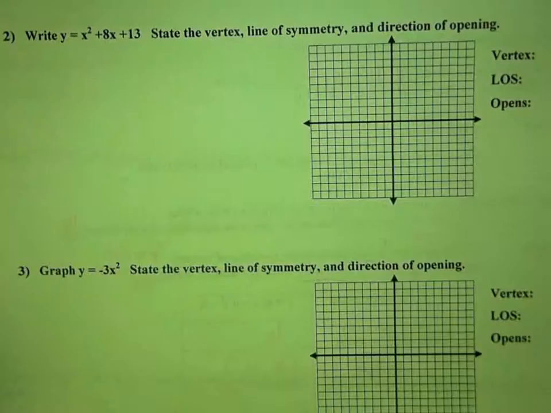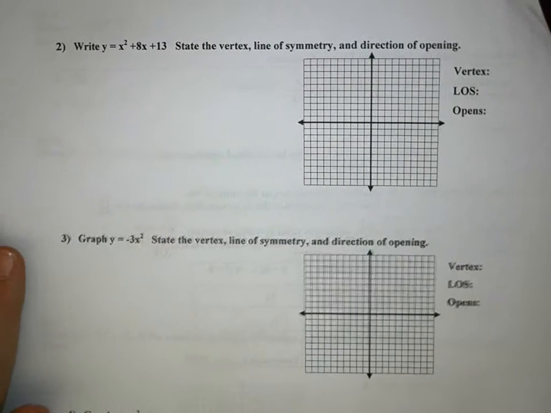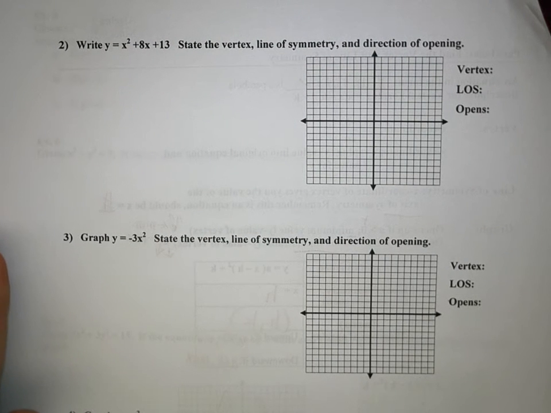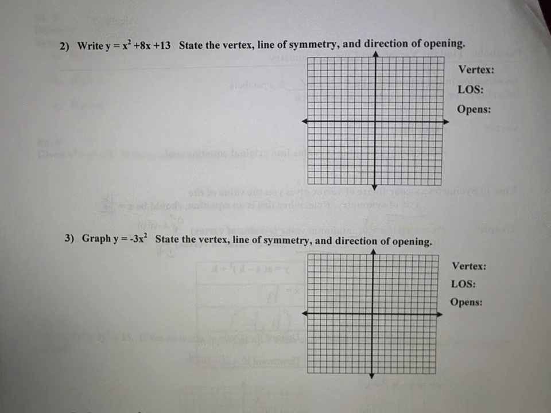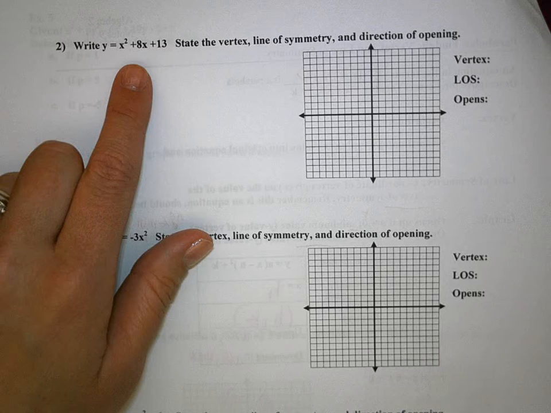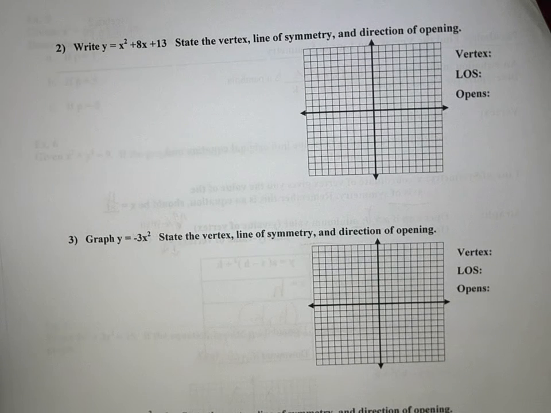So I'm going to have to make this a little smaller so I can fit here. Okay, so write y equals x squared plus 8x plus 13. State the vertex, line of symmetry, and direction of the opening. So this one now is in our standard form. It's not in vertex form. So how will I find the vertex?